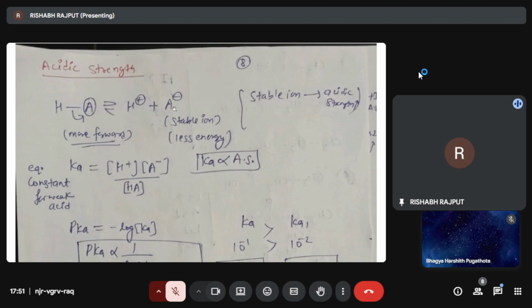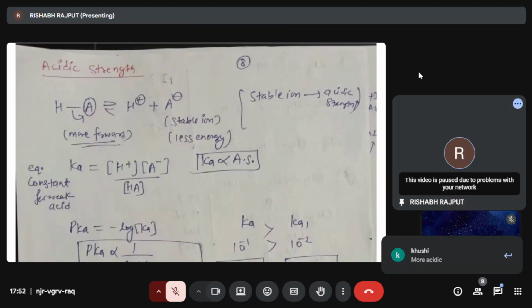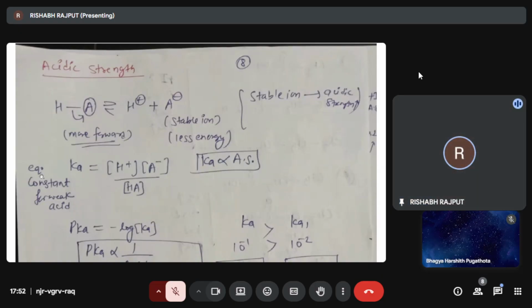So in this case, A negative should be more stable. Why? Because if it is more stable, it will not easily bond again with H positive, and it will not easily make HA. So it is good if the A negative ion is a stable ion. Stable ion means A negative has less energy. Okay, guys, I will write here the equilibrium constant for a weak acid.